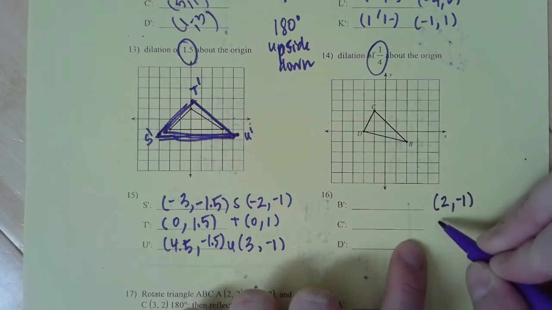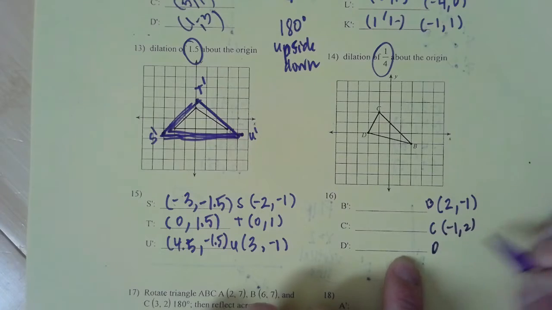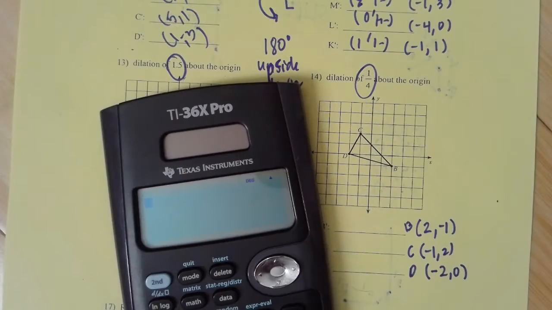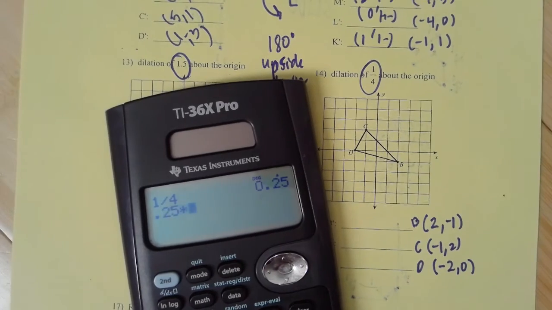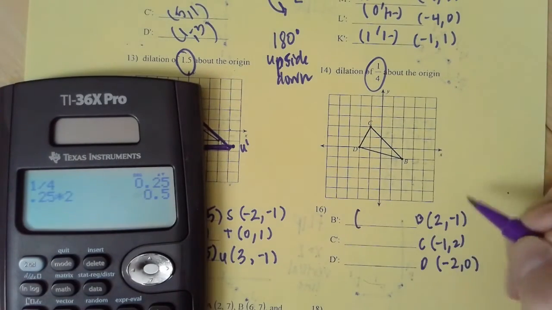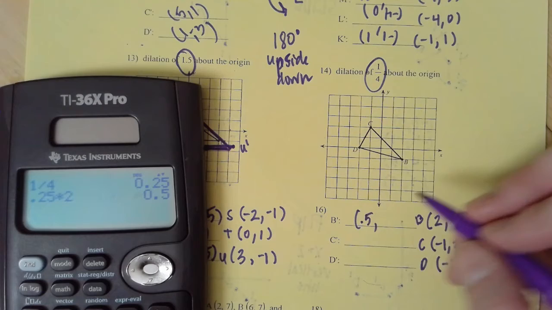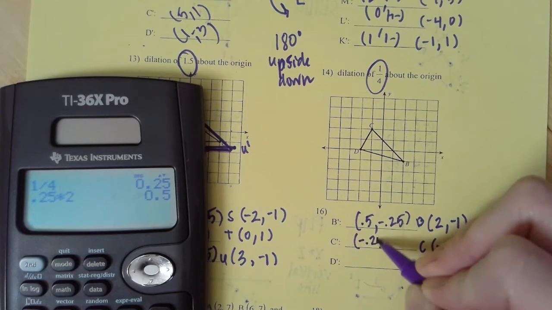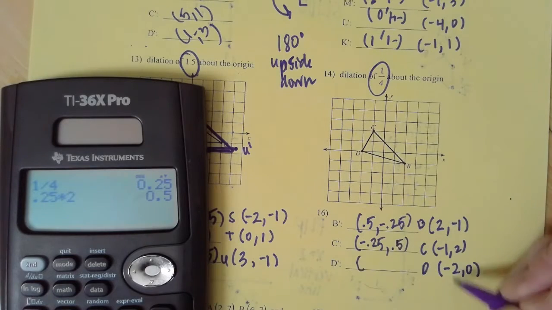So B is at (2, -1). C is at (-1, 2), and D is at (-2, 0). So we're going to multiply each of these by a fourth, or a quarter, or 0.25. So 1/4 is 0.25. 0.25 times 2 is 0.5. So for B prime, we're going to have 0.5, and then -1 times 0.25 is -0.25. And then for C, -1 times 0.25 is -0.25, and 2 times 0.25 is 0.5. -2 times 0.25 is -0.5, and 0 times anything is 0.